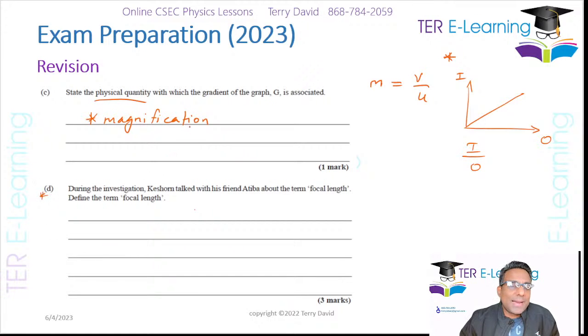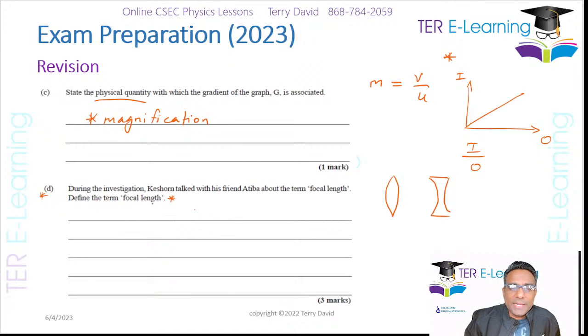Sometimes they do that. They ask us what physical quantity is represented by the gradient, right? Now, during the investigation, Kishon talked with his friend Atiba about the term focal length, right? And they're asking us to define focal length, right? Now, focal length could be defined in 2 different ways, because we can have what we call a convex lens and you can also have a divergent lens. And if we have to define what is meant by focal length, it is going to be slightly different depending on the lens itself, right?